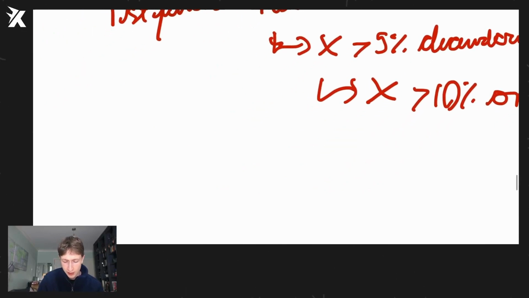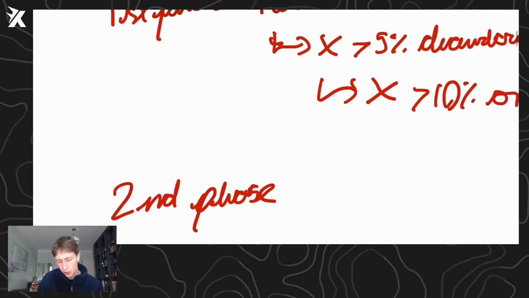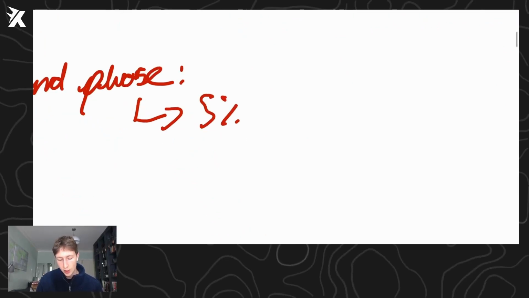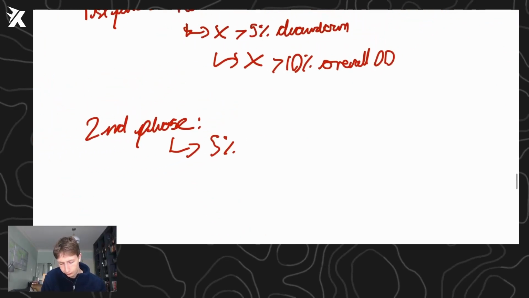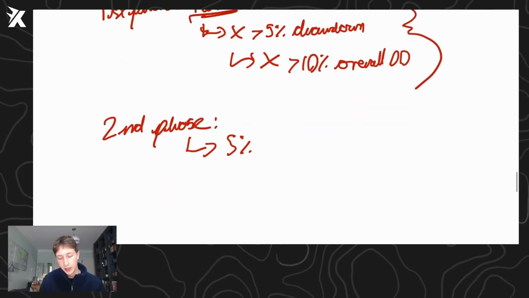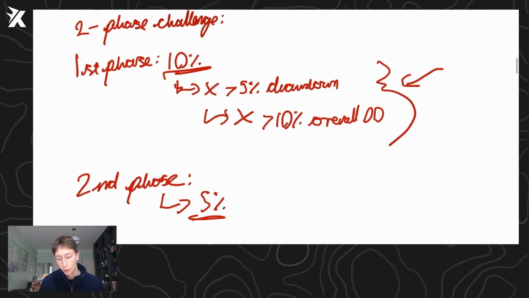And then the second phase is normally a bit smaller of a target. It's normally a 5% target. So you have to make that 10% without breaking these rules, and then you go on to phase 2. You need to get another 5% without breaking these rules again.